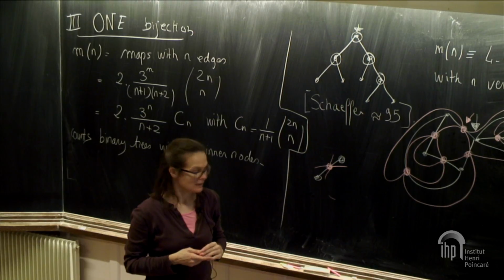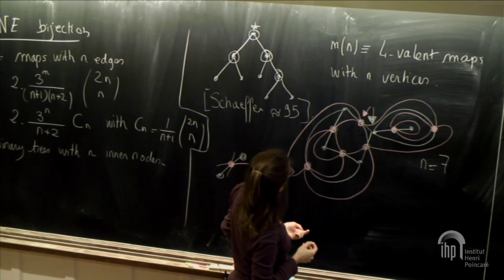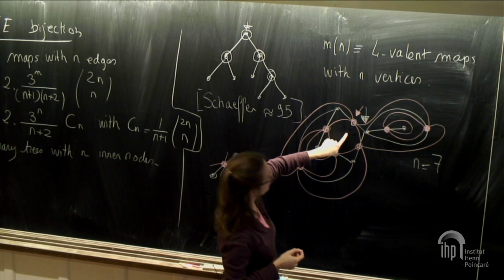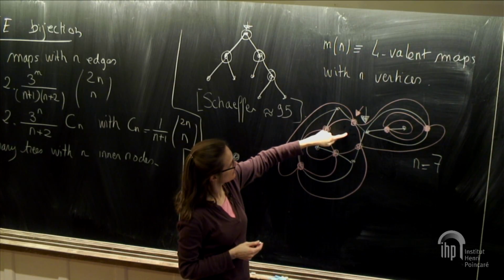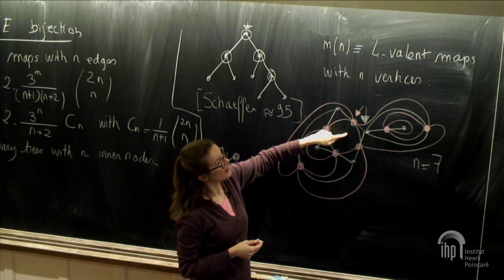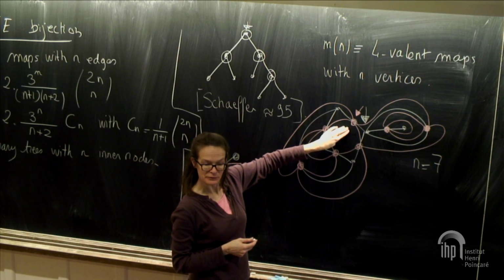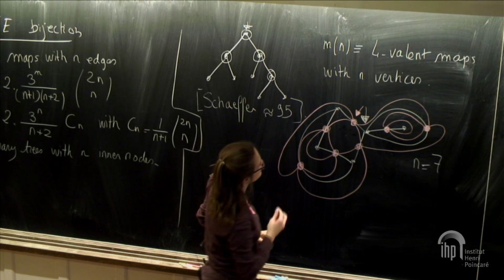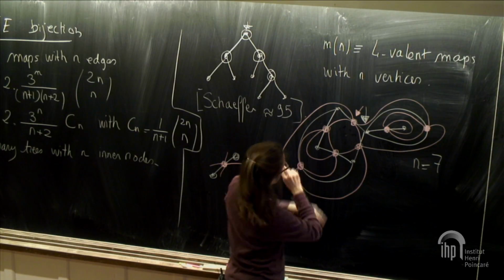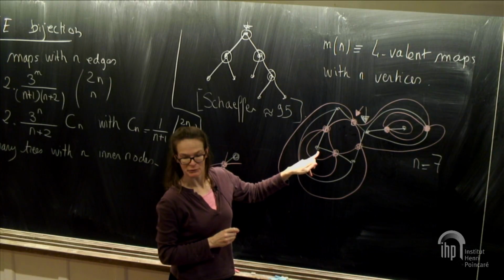Can you show me quickly the reverse of this projection? Oh yeah, that's a good point. You start from your 4-valent map. It's 4-valent, so it's Eulerian, meaning that you can bicolor the faces, black and white, say. Sorry, I'm not doing the right thing. You just triangulate every face.